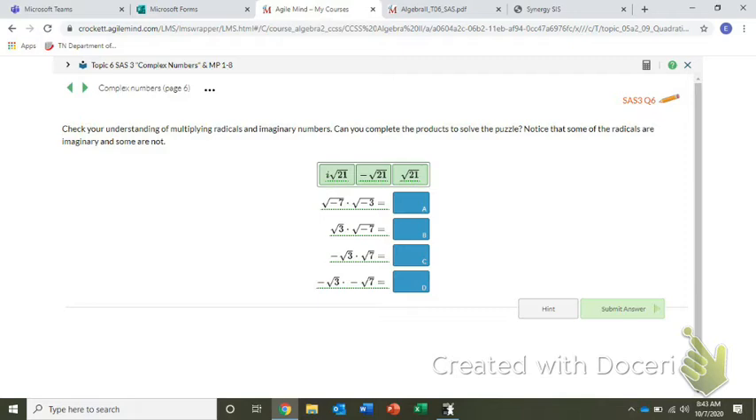All right, so this would go here. All right, the next one. Square root of 3 times the square root of negative 7. Can you simplify the square root of 3 any? Nope. So I'm just going to bring it down.